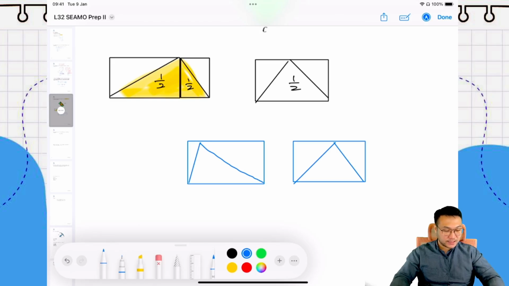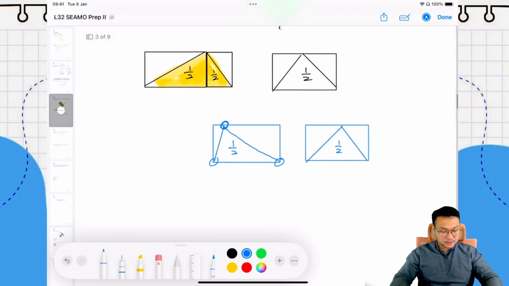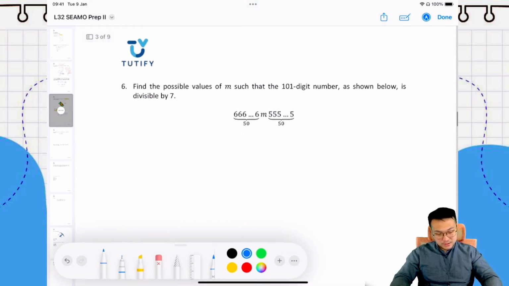It does not matter. Any triangle inside the rectangle, as long as you're touching the two corners of the rectangle, and you have one more point of contact on top, then this is going to be half. The triangle is half of the rectangle. Alright, so let's try the next one.